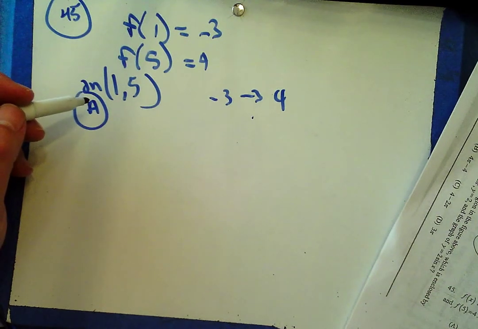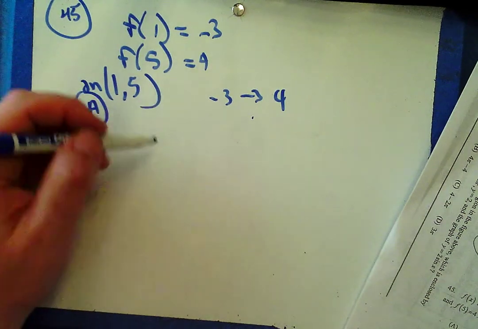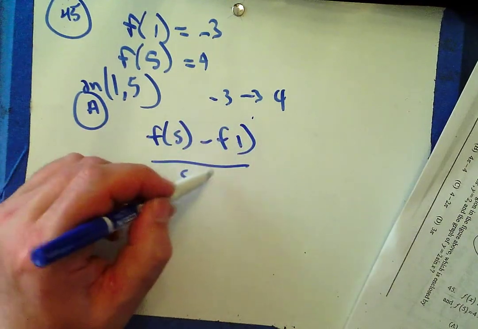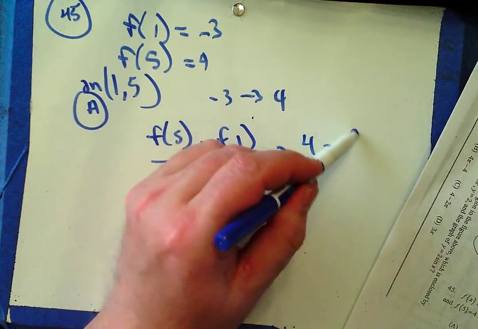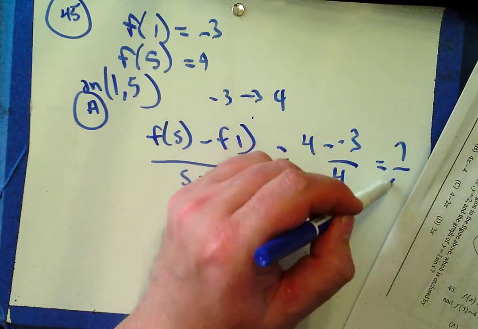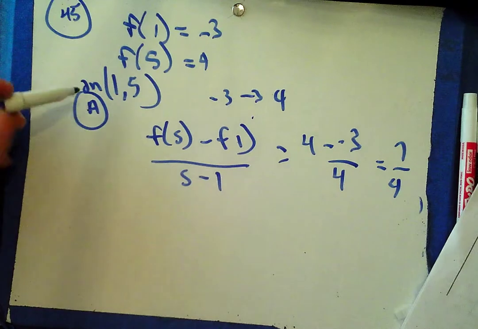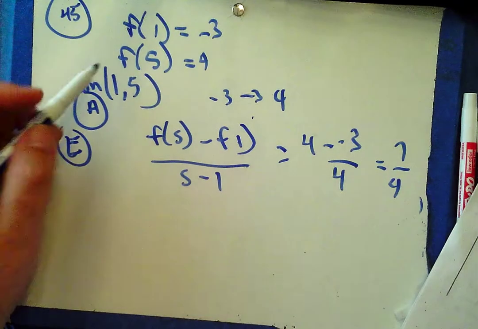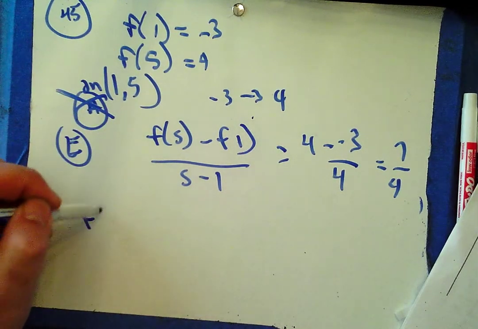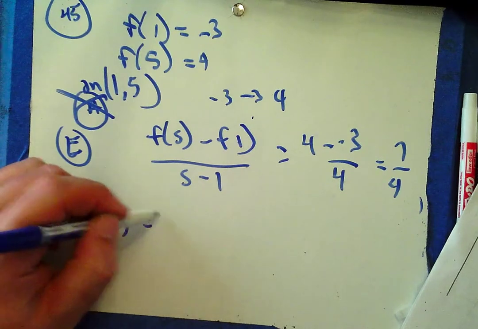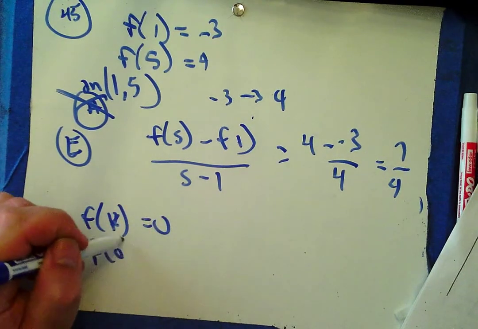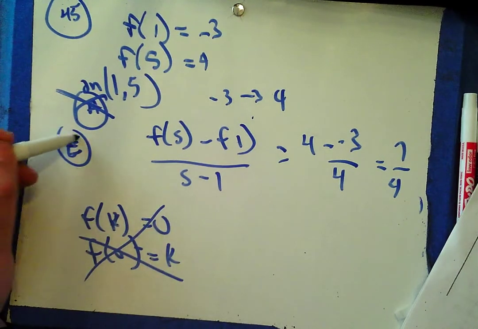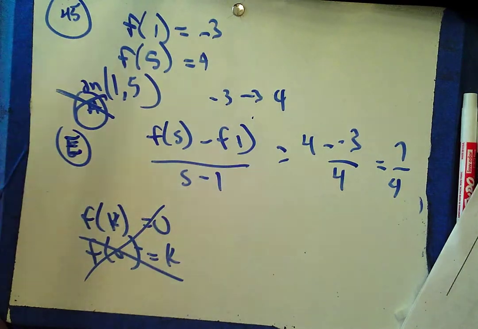And can I say anything with mean value theorem? Well, let's just check mean value theorem. F of 5 minus f of 1 over 5 minus 1. So that's 4 minus negative 3 over 4, 7 over 4. Oh, I got E, and A. Oh, no, no, no, no, not A. F of K equals 0 must be true. F of 0 equals K? No, I don't know that at all. I just know choice E then. E is the mean value theorem choice for number 45.